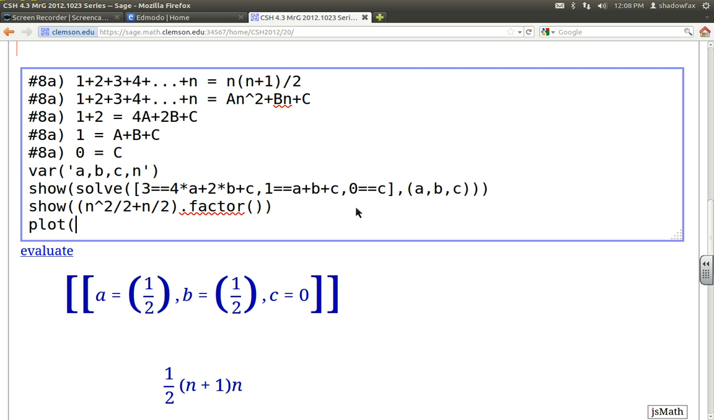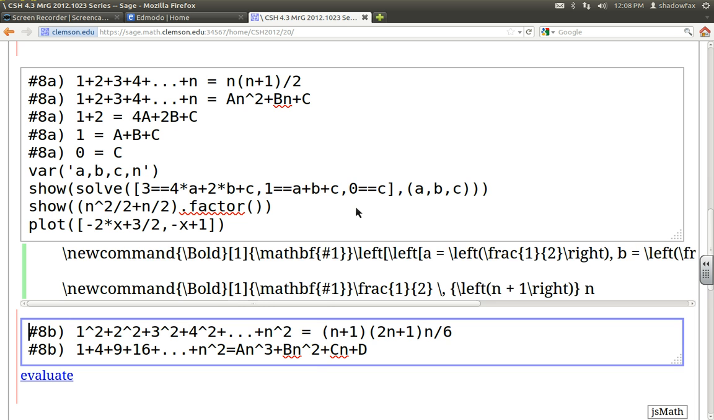I'm plotting 2 lines, right? So you need to make a list. How? Square bracket. Now remember, the plot command, you don't have to say y equals stuff, you just say the stuff, right? So negative 2 times x plus 3 halves, right? Comma, negative x plus 1, was it? Yeah. All right, and let's see if that's enough.